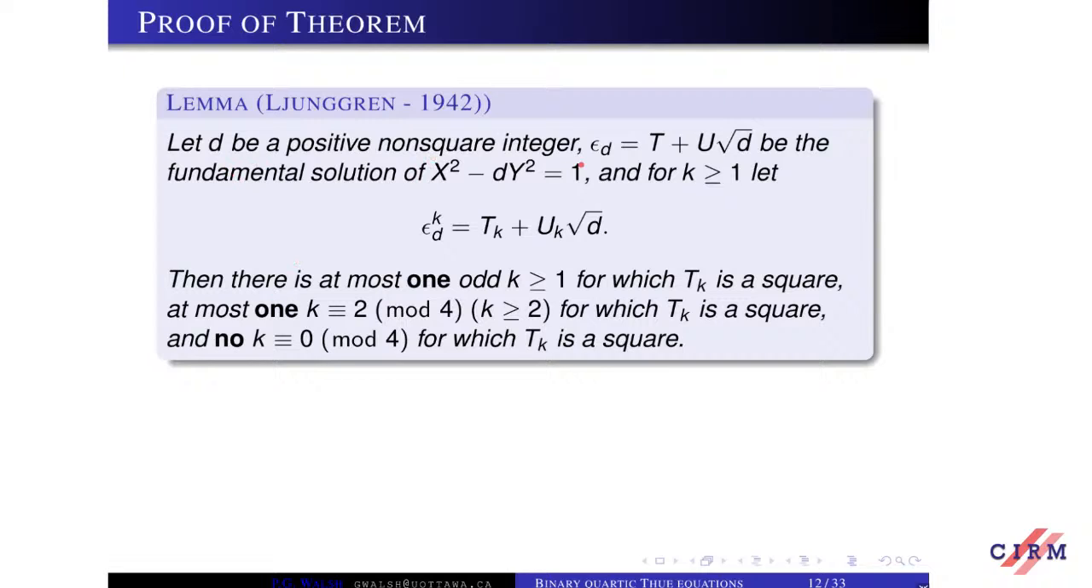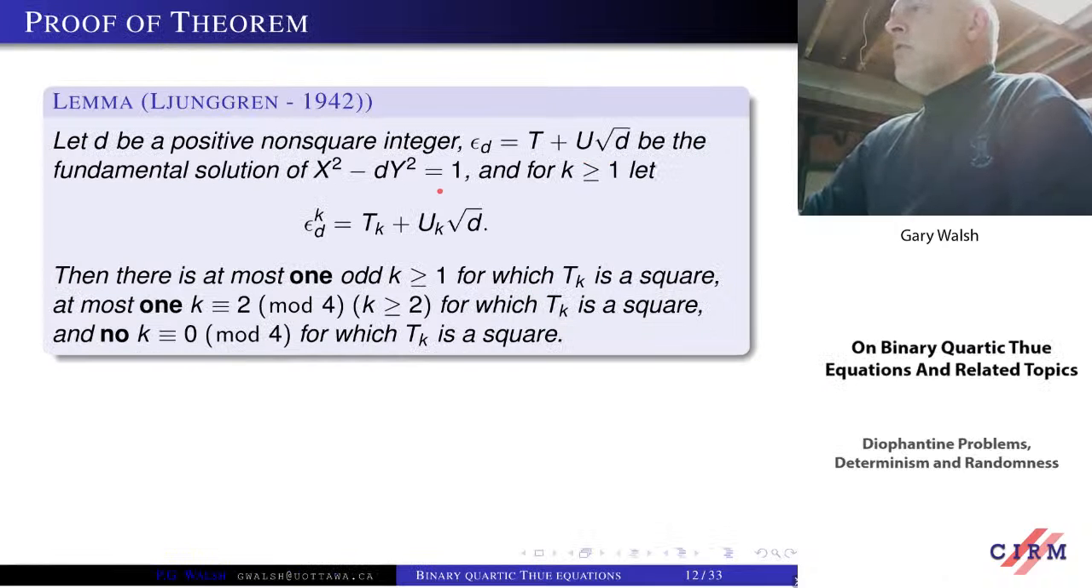So D here is a positive non-square integer. Epsilon sub D is the fundamental solution of the Pell equation, x squared minus d y squared equal to 1. And for k bigger than or equal to 1, I'm going to represent the kth power of the fundamental unit or fundamental solution as t sub k plus u sub k root d. So you get two sequences, t sub k and u sub k, generated by taking powers of this unit.